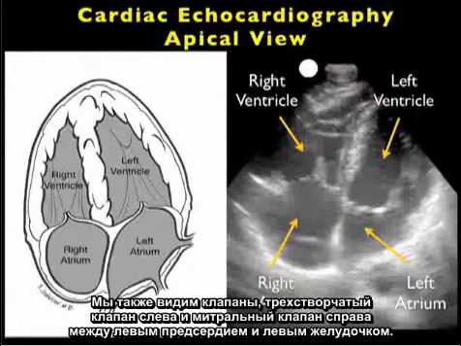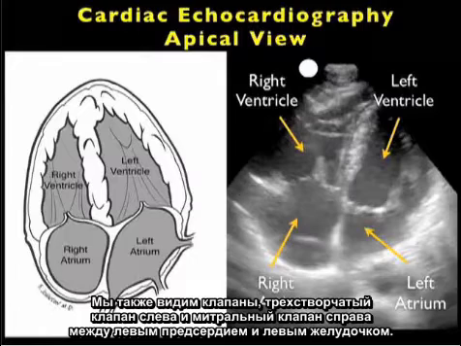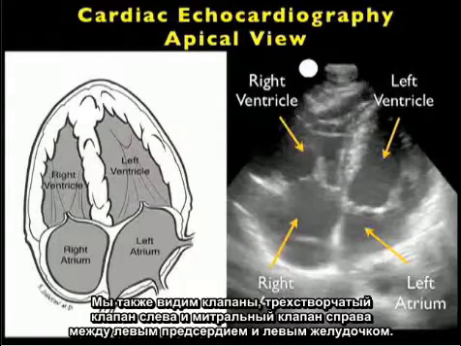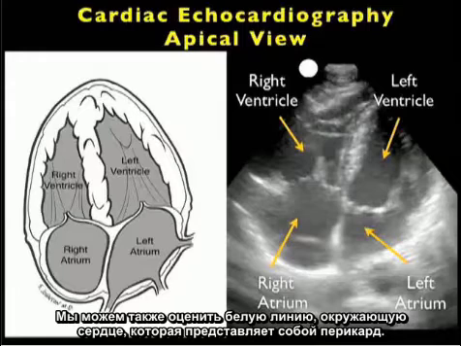We also see the valves, the tricuspid valve to the left and the mitral valve to the right in between the left atrium and the left ventricle. We can also appreciate the white line surrounding the heart, which is the pericardium.